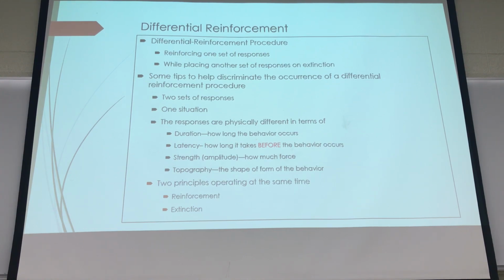So we've got a set of responses, like name writing, and then we have another set of responses. We're going to reinforce one set, put another set on extinction. This is differential reinforcement. So, how can you discriminate differential reinforcement from other things that we've been talking about and will talk about? We've got two sets of responses in differential reinforcement. One we're going to reinforce, another that we're going to put on extinction. So two sets of responses, or two responses if you want to take Miller literally.